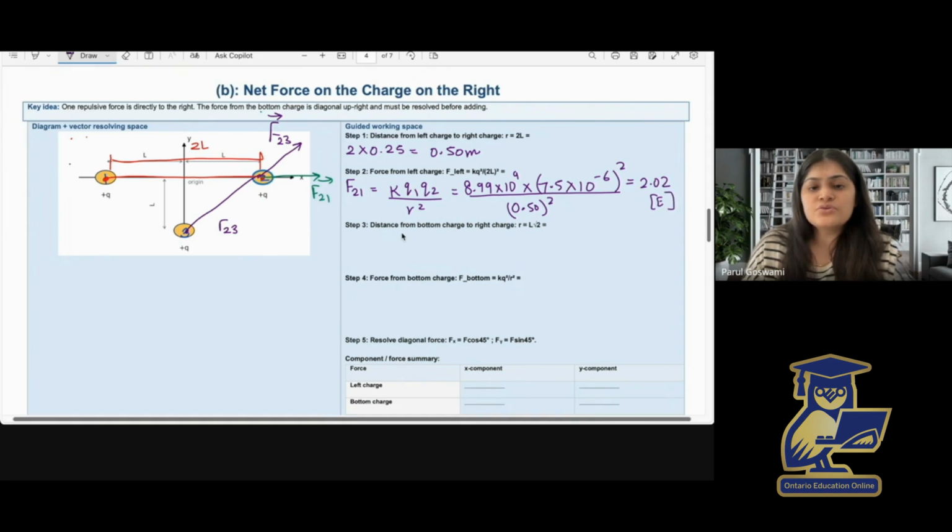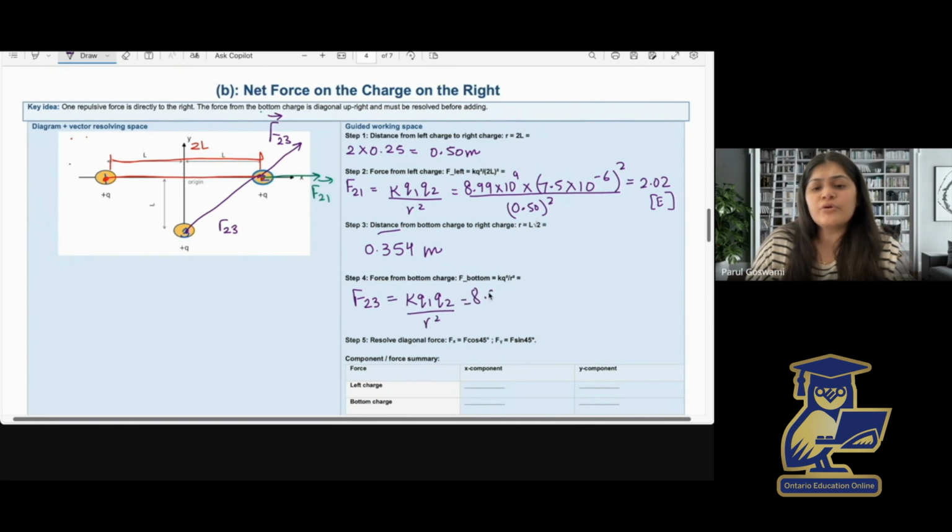Now step 3 is to determine the distance from the bottom charge to the right, which we have already calculated in the previous part, which is 0.354 meter. Now we can use Coulomb's law to determine the force on charge 2 due to 3. Again, we are going to use Coulomb's formula: F = k Q1 Q2 / r squared.